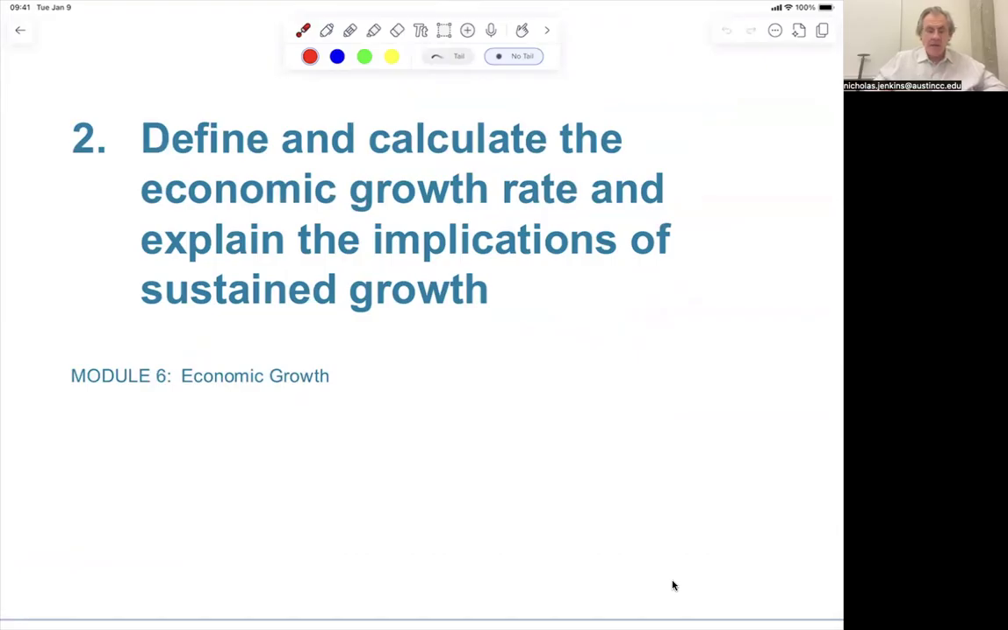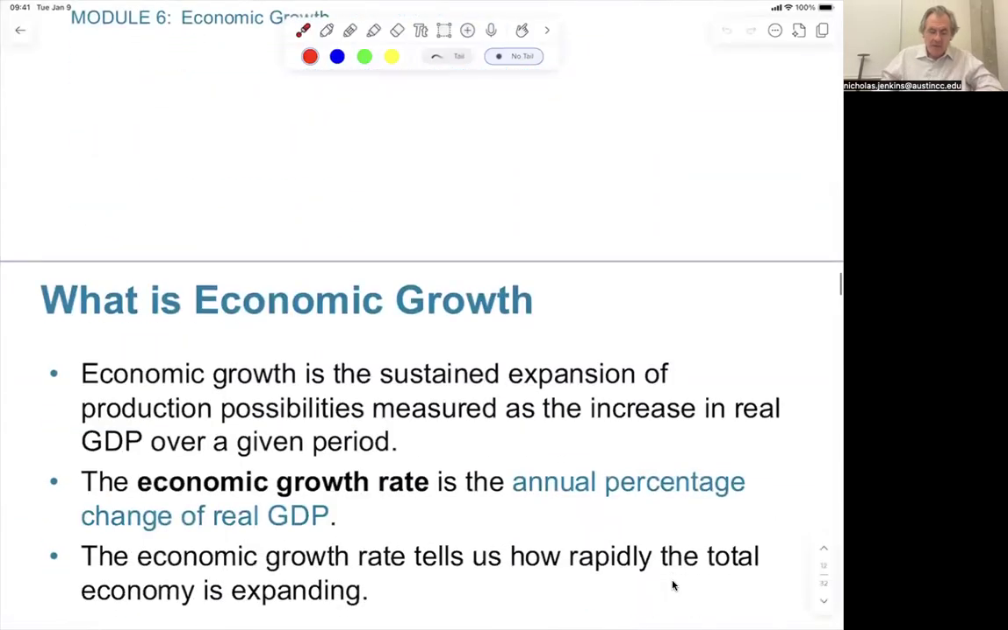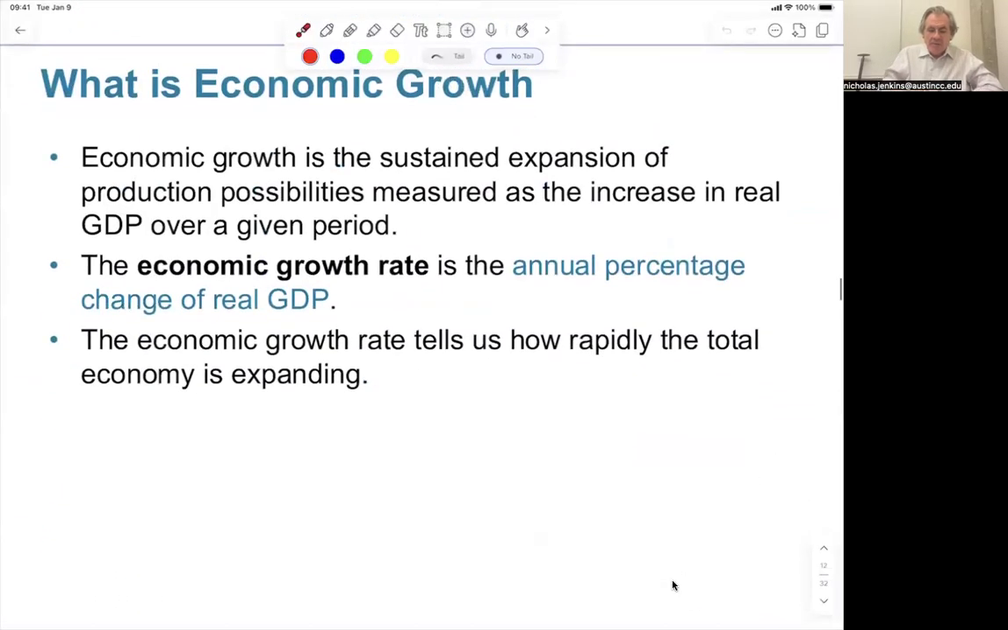Just like anything else in economics, we want to make sure we know what we're measuring, and we also want to make sure that we know what we are counting. So, economic growth. Economic growth, we talked about, is the sustained expansion of production possibilities as measured by the increase in real GDP over a given period. So we're talking about potential GDP increasing.